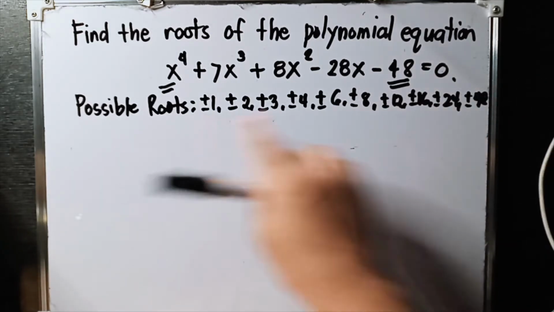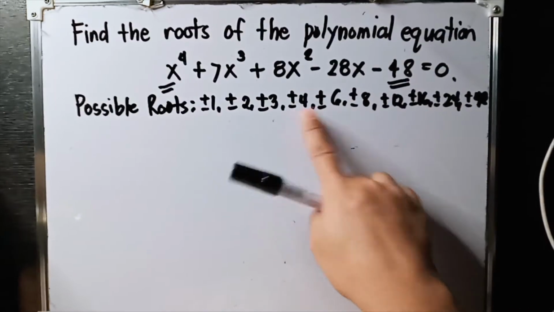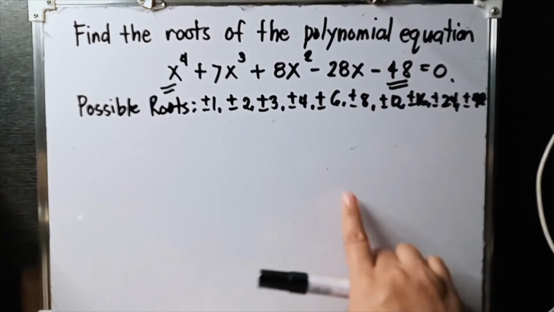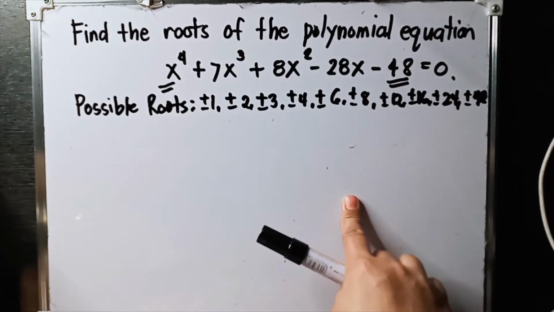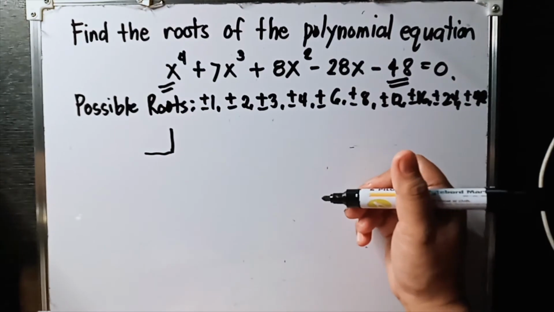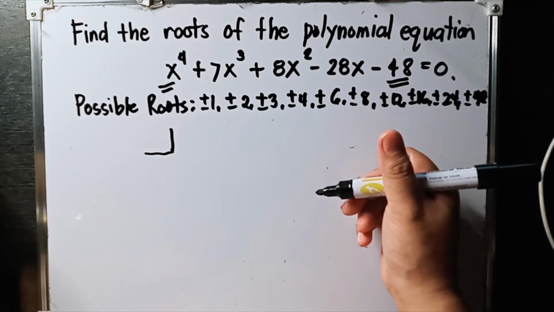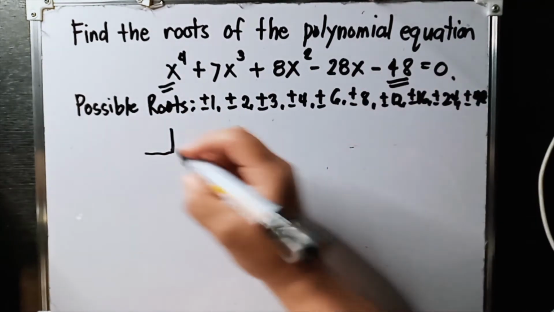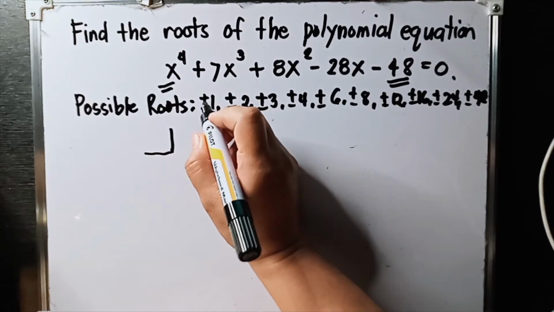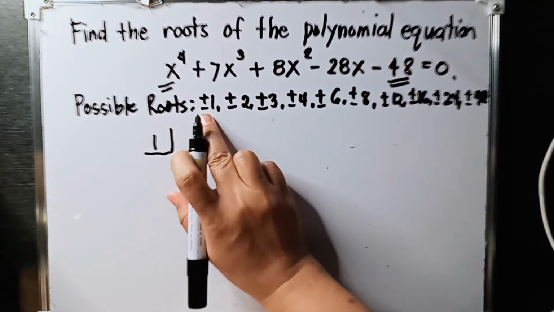So that's it. Let's check. 1 times 48, 2 times 24, 3 times 16, 4 times 12, 6 times 8. So we're good with that. Next, we are going to apply the factor theorem. Remember the factor theorem? We can make use of the remainder theorem or the synthetic division. And we need to obtain a remainder that is 0 to say that the given root is a factor of the given polynomial.